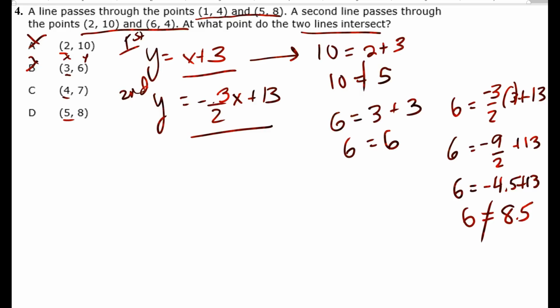And when you put in 4 and 7, okay, watch this. So we are going to say that 7, which is my y, is equal to 4 plus 3. Well, 4 plus 3 is 7. So that works for that. Okay, you get it there. We got it there, didn't work there.